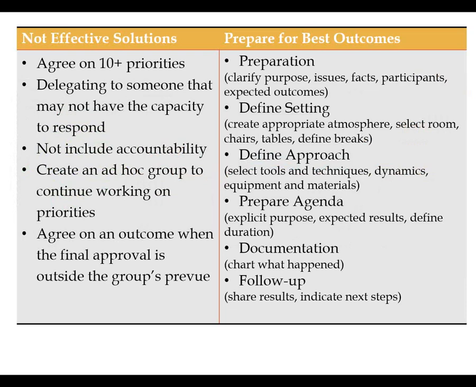And then you have to agree on an outcome when the final approval is outside of the group's purview. So you have to really think about, here we have 5 priorities, but are those realistic priorities? Can we really get this done? And so the charting can really help you. So we're going to go a little bit over that today because that's a tool that there's lots of different ways to do, but you want to make sure you track that.